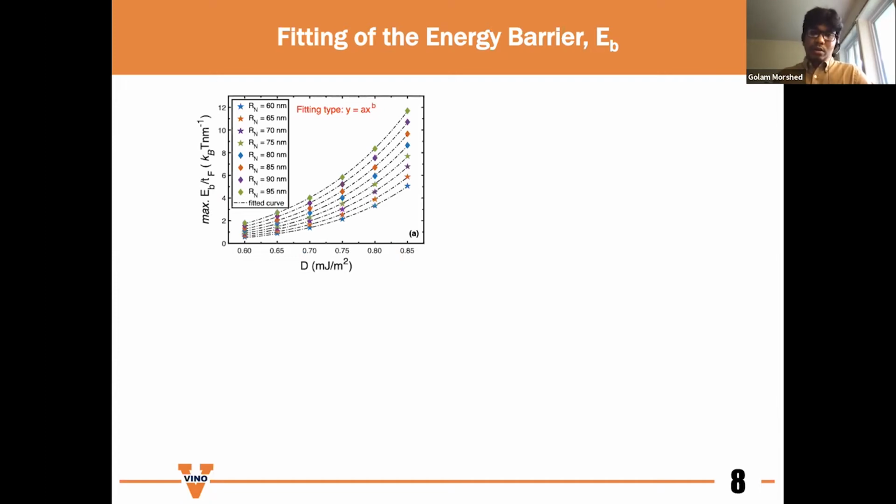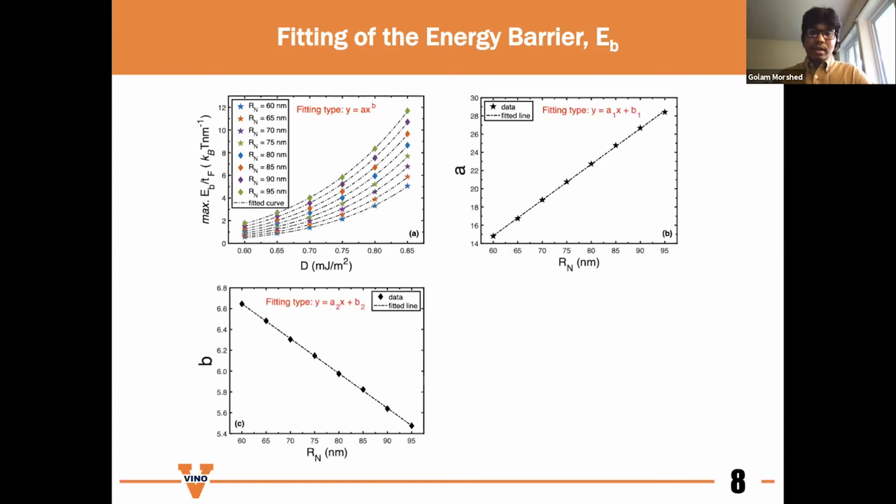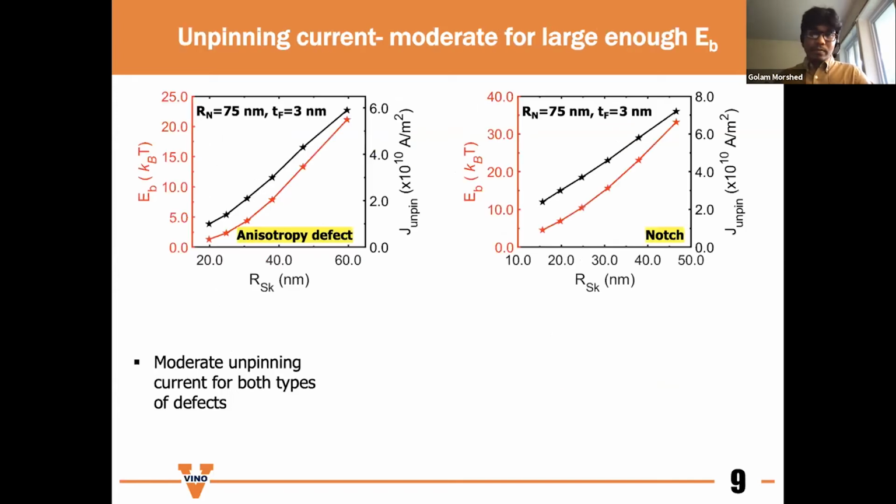So we basically fit the energy barrier in terms of DMI. And obviously the constants A and B are related to the notch radius Rn, and they are linearly related. And by combining all these three, we get this fitted equation here, where the prefactors are basically materials dependent.